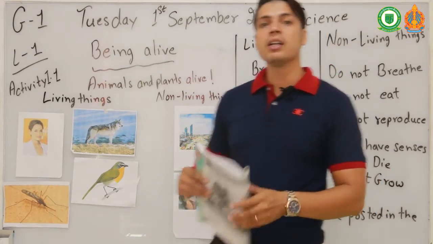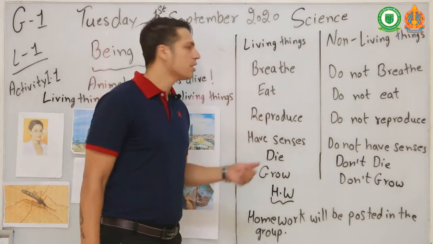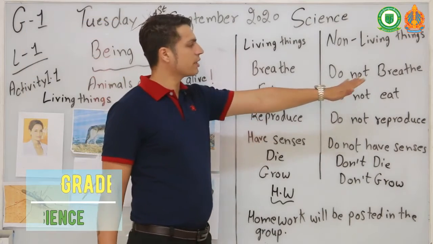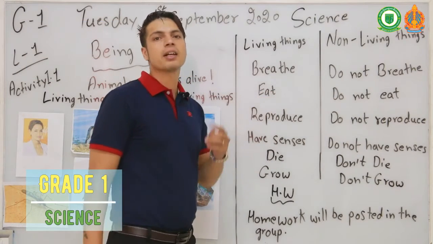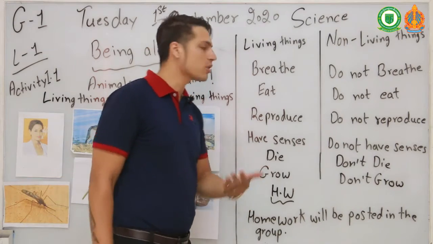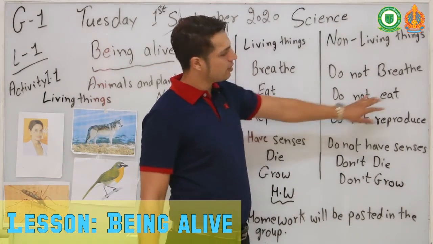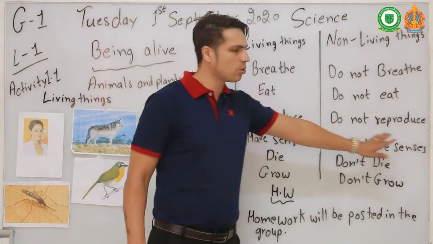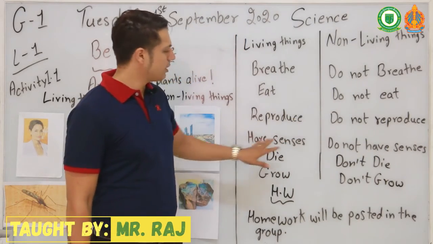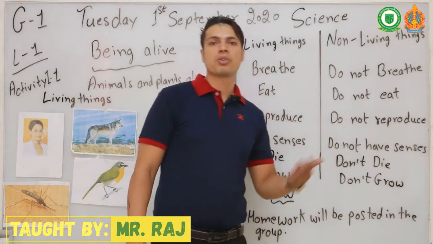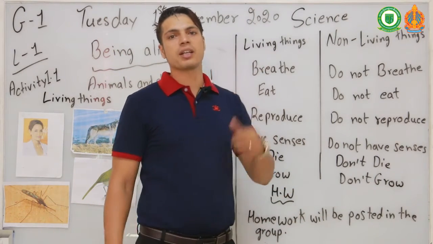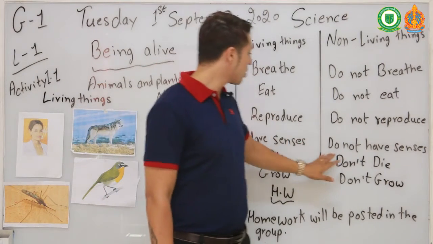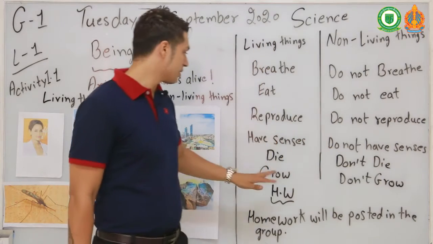How do we differentiate living and non-living things? Living things can breathe, but non-living things do not breathe. Living things eat, we need food almost every day, but non-living things do not eat. Living things reproduce. Non-living things do not reproduce. Living things have senses. We feel cold, we feel touch, we can taste food, we can hear things, we can see, okay? But non-living things do not have any senses.